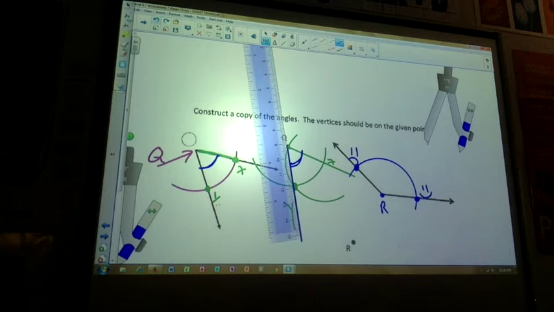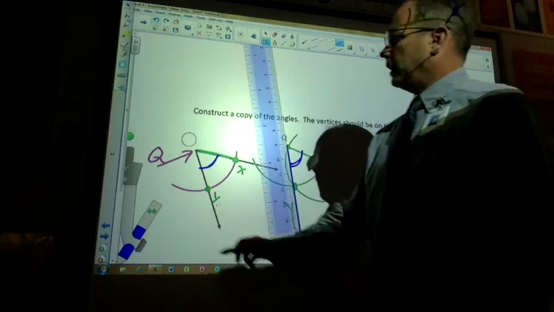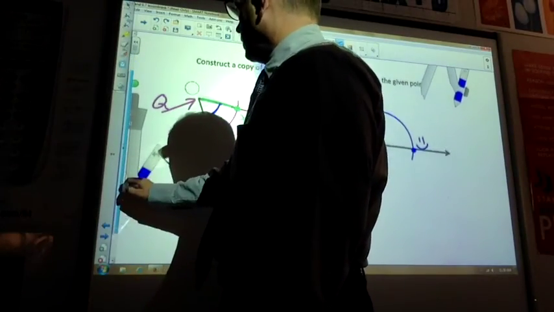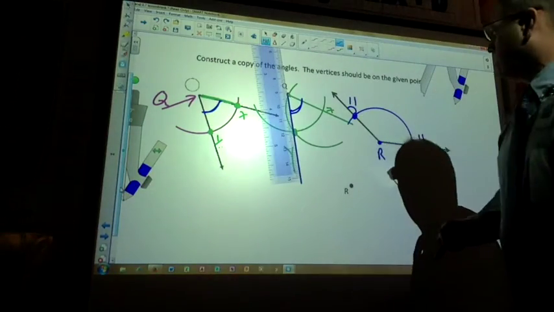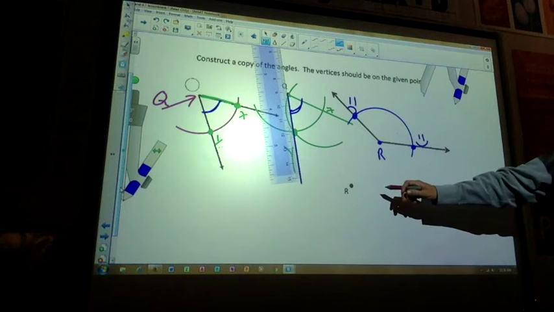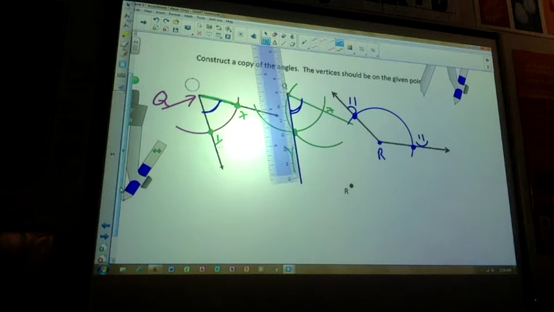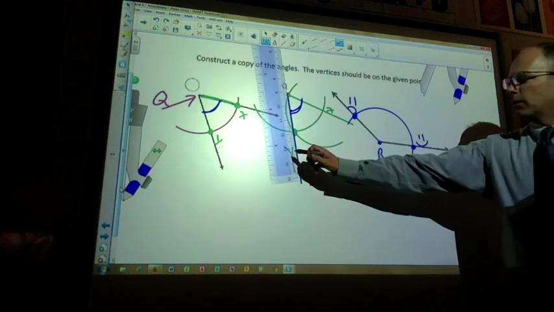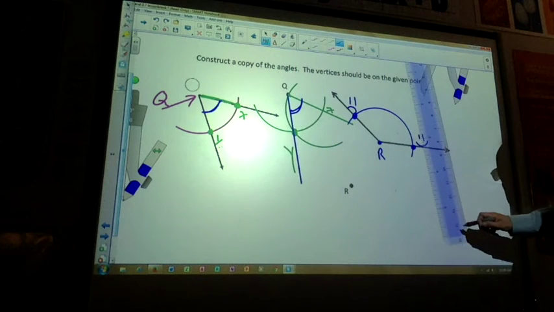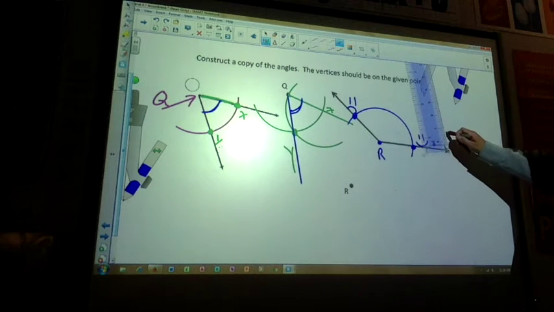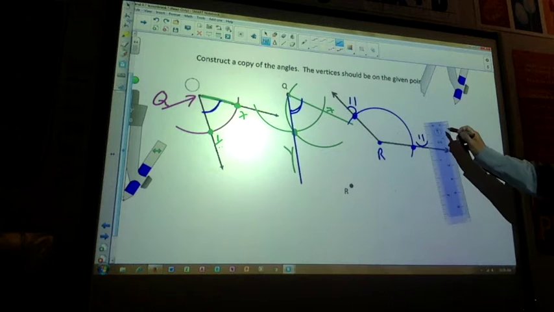Everyone still with me? I got to come down my page a smidge. My compass is still open to the appropriate distance. I have now point R here. What should I do with point R right there? Good. I'm going to take my straight edge. Good use of terminology as well. You can make that straight edge smaller.